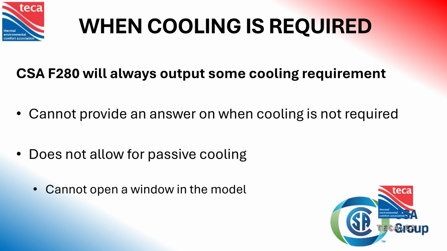So without some sort of mechanism to say how little is enough to ignore, you're left in this no man's land of, well, I have a cooling load and the code says I have to provide cooling. And so you end up basically getting tied into providing cooling. The other thing to consider is that although CSA F280 provides some measures for passive cooling strategies, including overhangs and shades, it never allows for a passive cooling approach of, say, opening a window.